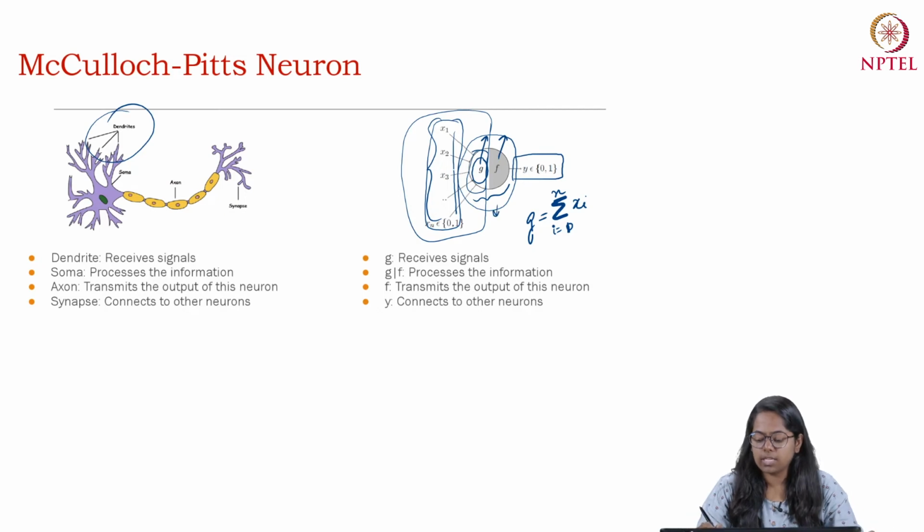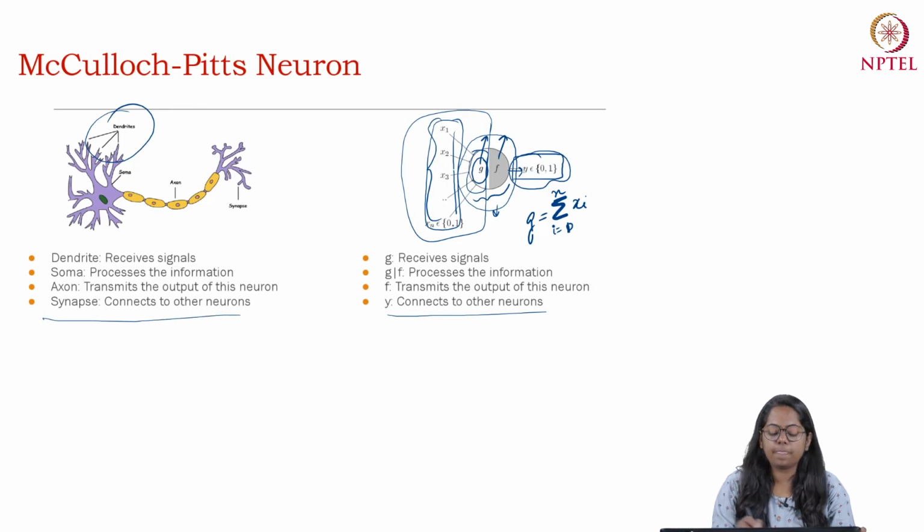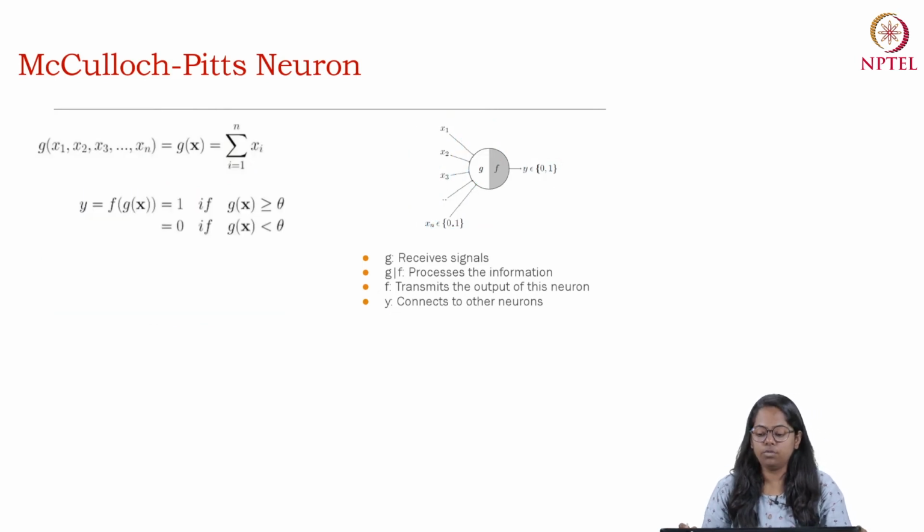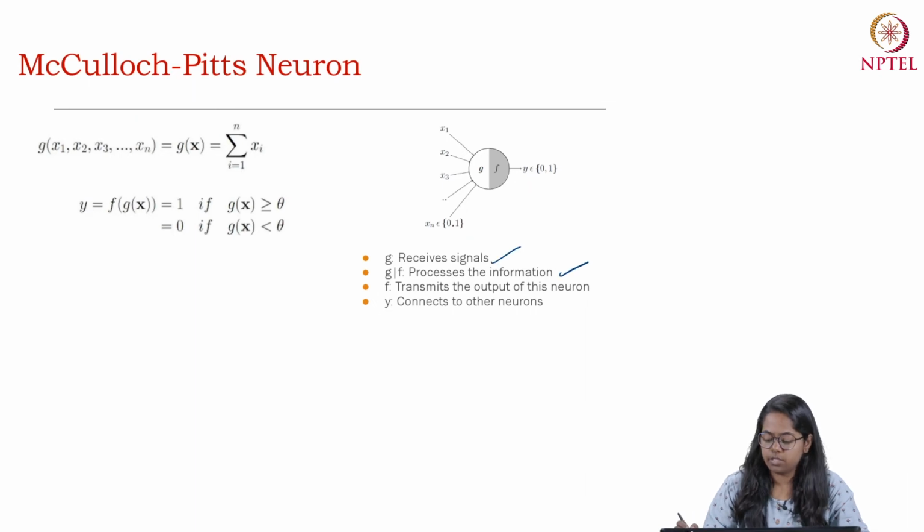So this acts as the soma part of the biological neuron, whereas the transmission happens here, that is the axon, and then finally we have the output, which can be passed further to the next neuron or considered as the output, which resembles the synapse from the biological neuron. So now this McCulloch-Pitts neuron model, as mentioned before, receives signal, processes this information, then transmits the output of this neuron, and it further connects to other neurons or the final output.